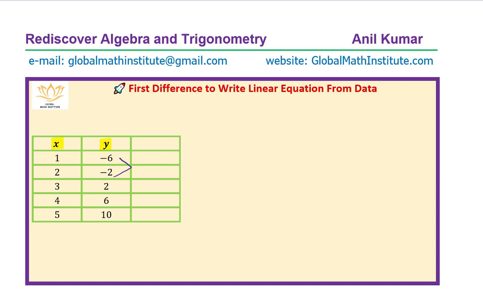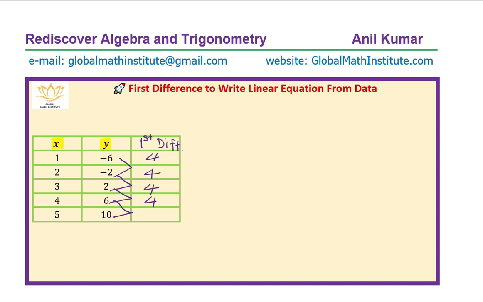So let me write on the upper side plus 4. And then we'll do the second one, 2 minus 2, which is also plus 4. And 6 minus 2 is also 4. And 10 minus 6 is also 4. This is what we call first difference. So let me write this as first difference. Now, whenever first difference is constant, it means that the data follows a linear pattern.